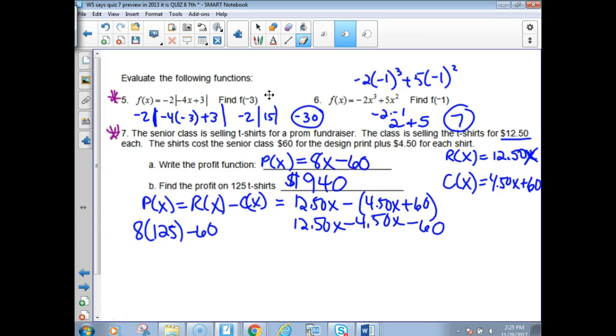No. No. No. You cannot apply that at the negative 2 until the end. It's negative 2 times 15. That is the last step. You cannot distribute within the absolute value bars. Logan.